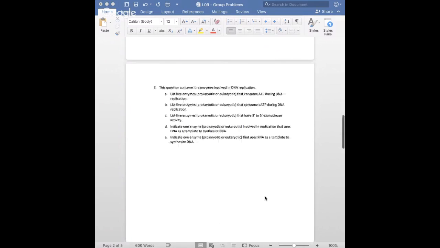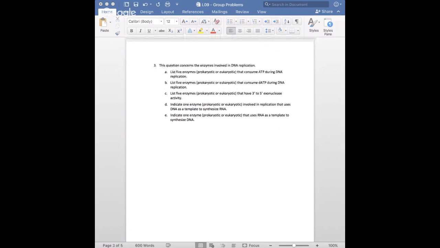And for question 3, we are identifying enzymes involved in DNA replication. So for question A, the 5 enzymes that consume ATP during DNA replication are DNA helicase, DNA gyrase, DNA primase, DNA ligase, and DNA polymerase.